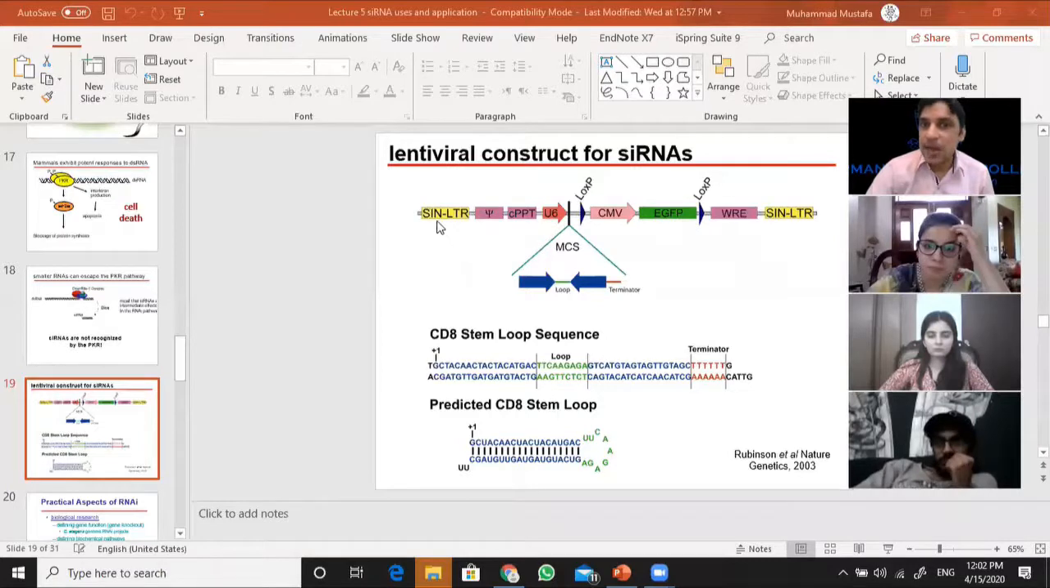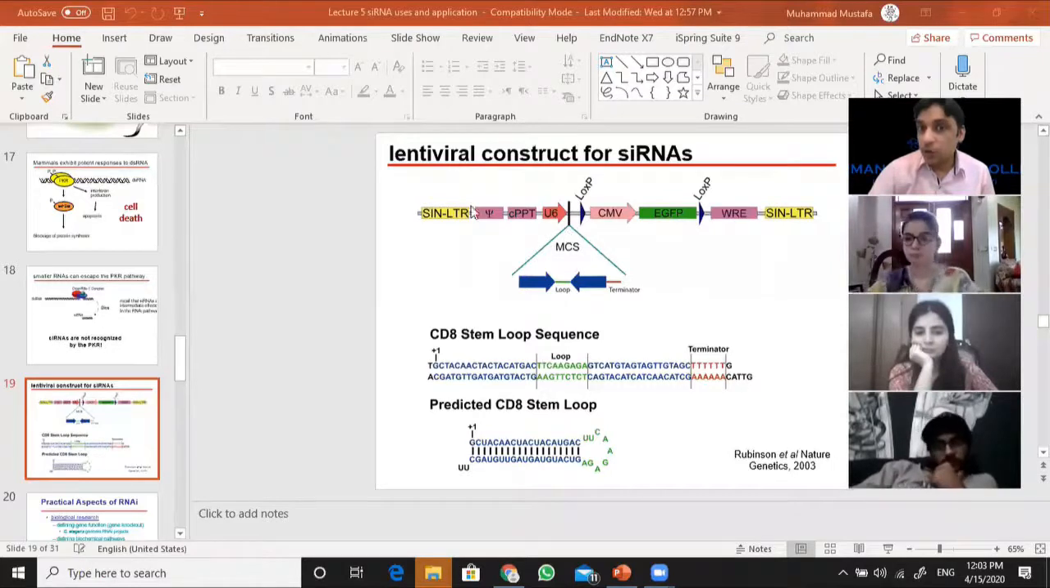And then the SIN LTR. These sequences are used to integrate an external DNA into the mammalian genome, into the human genome. So if you create that vector and you add a certain sequence of nucleotides incorporated into that vector, that part of the DNA will become part of the human genome as well.